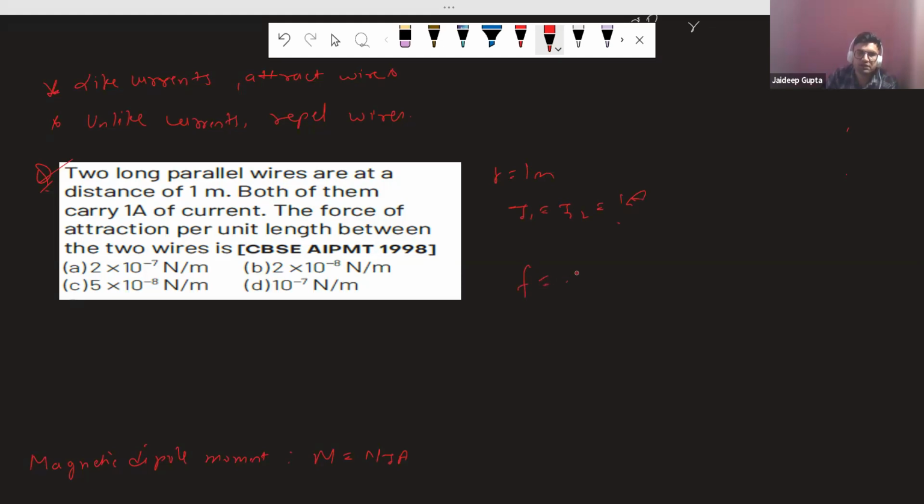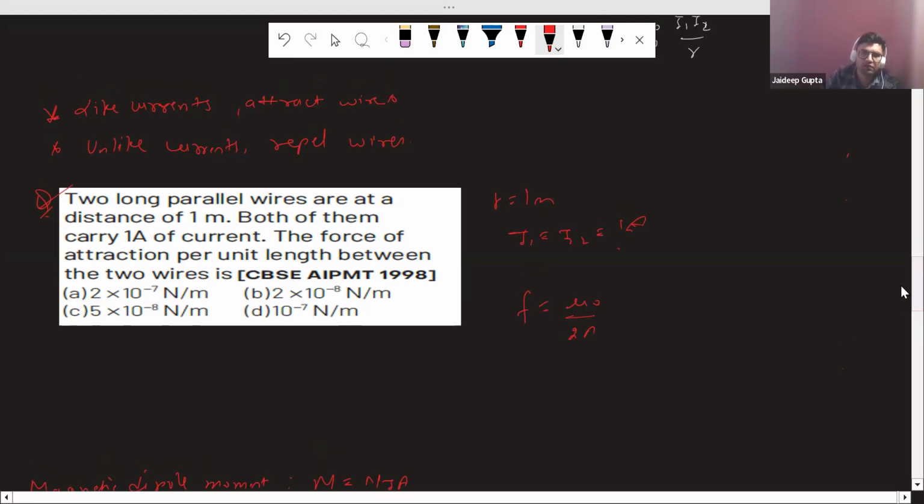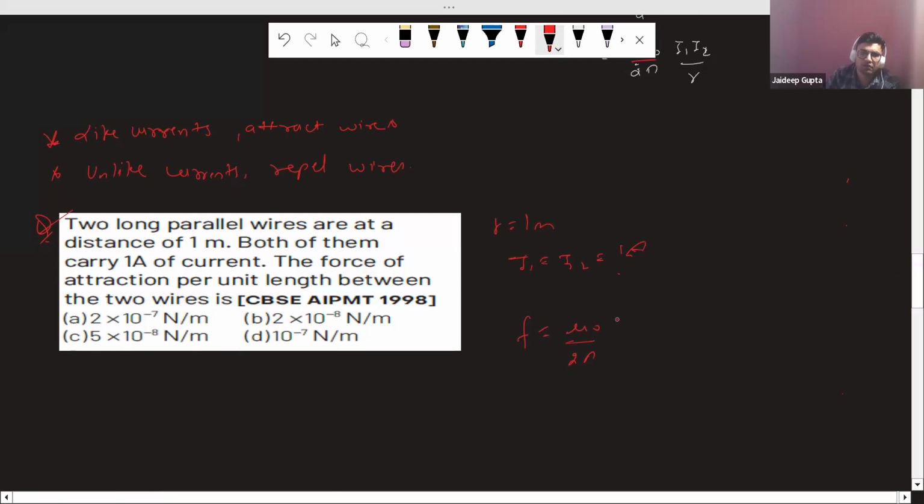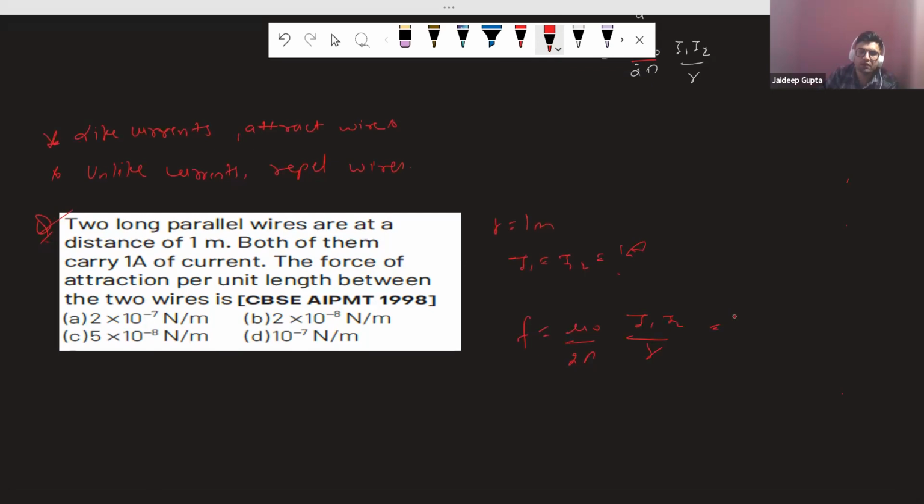So the formula is mu naught I1 I2 over 2 pi R. What is mu naught? 4 pi times 10 to the power minus 7, over 2 pi. What is I? 1 into 1. R is 1. So the answer is 2 times 10 to the power minus 7 Newton per meter.